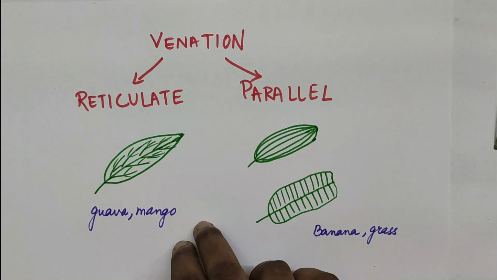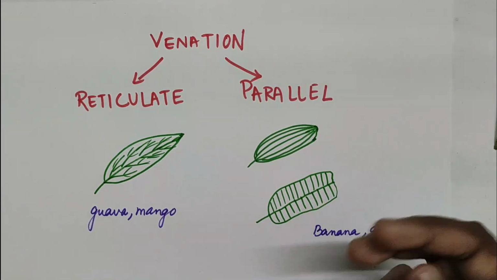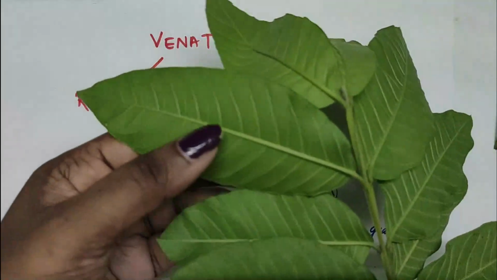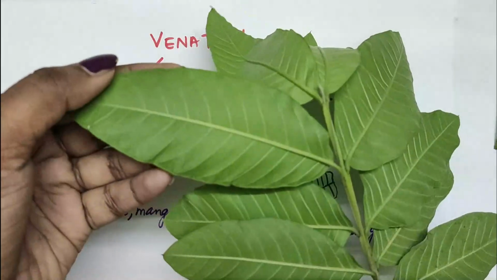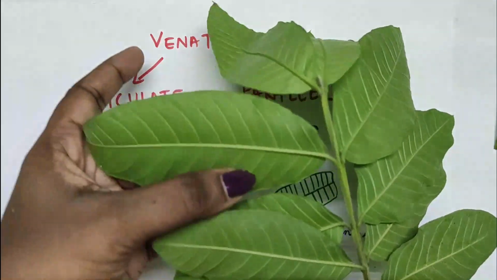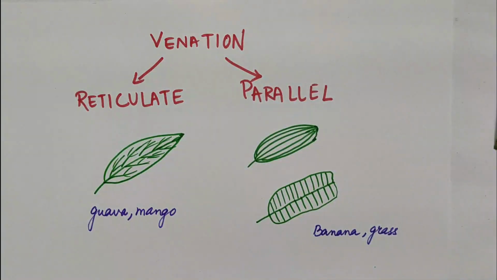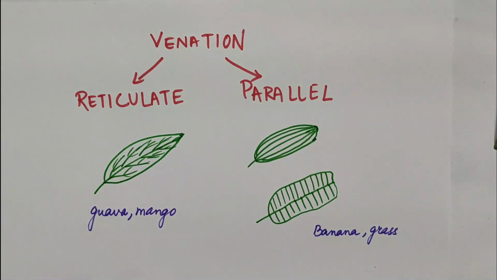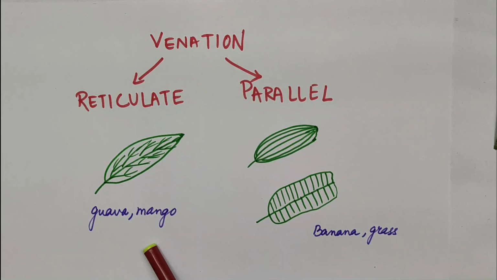A reticulate venation is the one in which the veins and veinlets are very irregularly arranged or distributed in the lamina. Like if I show you this example, you can see that the leaf has the veins and the veinlets, there are many small veinlets as well. These are the veins, this is the midrib. So they are not very regularly arranged. They are just like in a net like shape. So that is called reticulate. Mostly examples are guava, mango, etc.